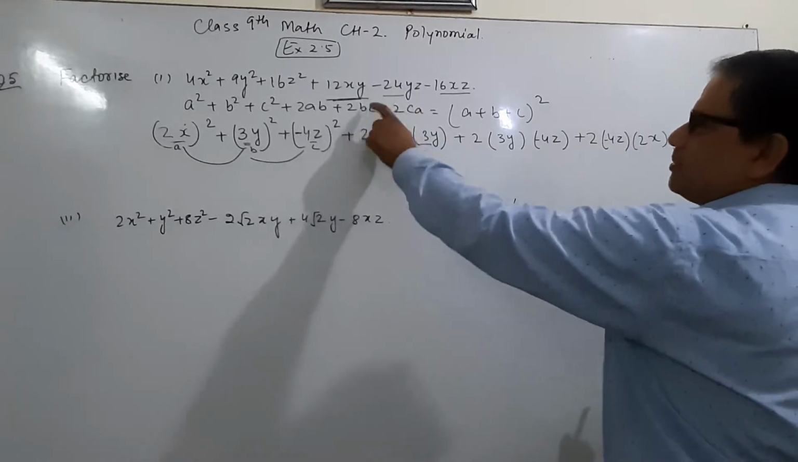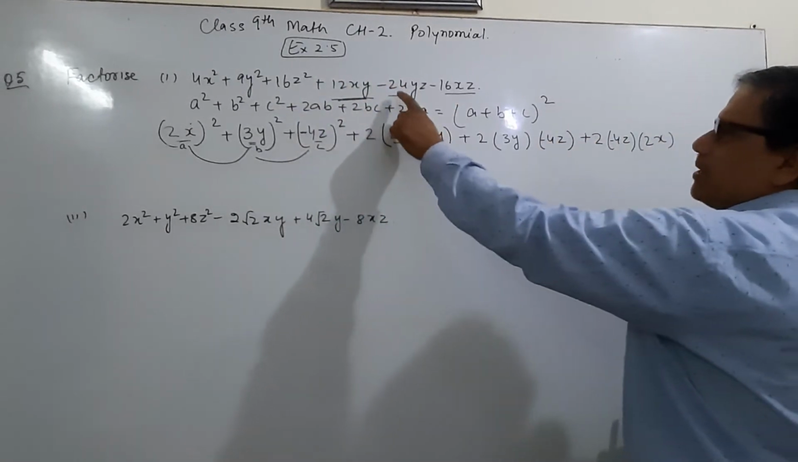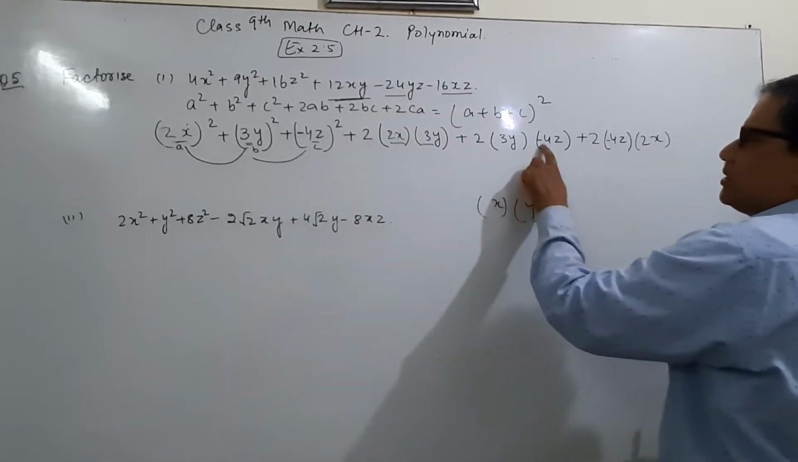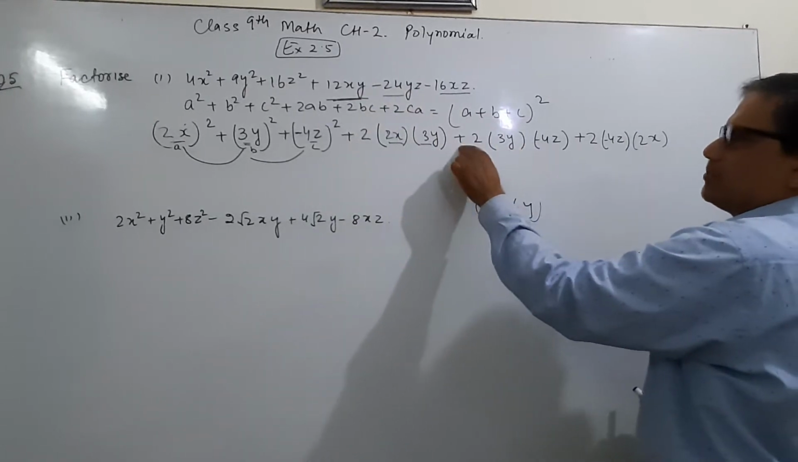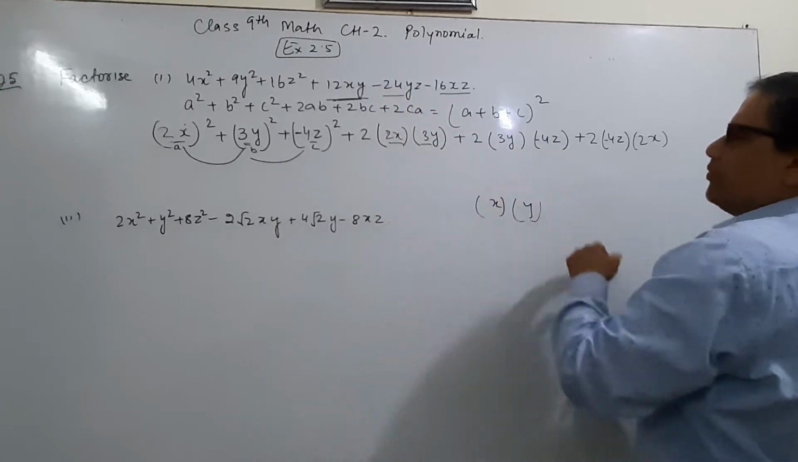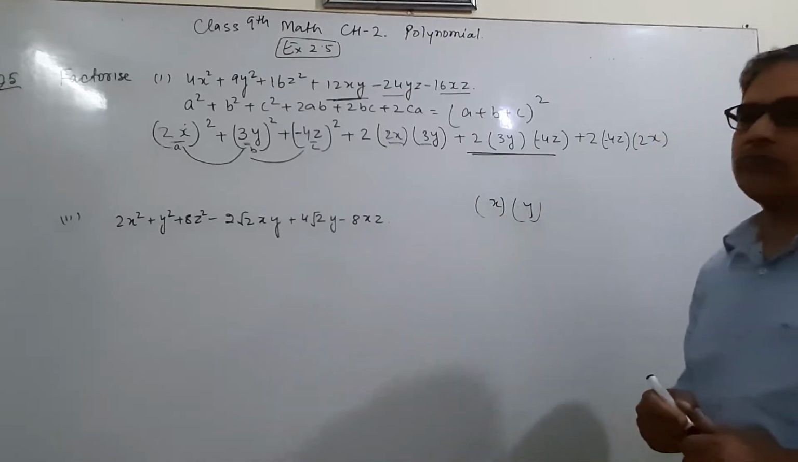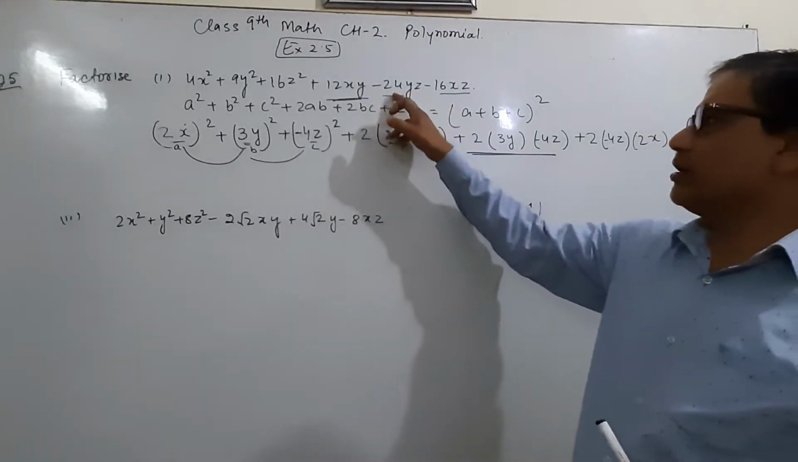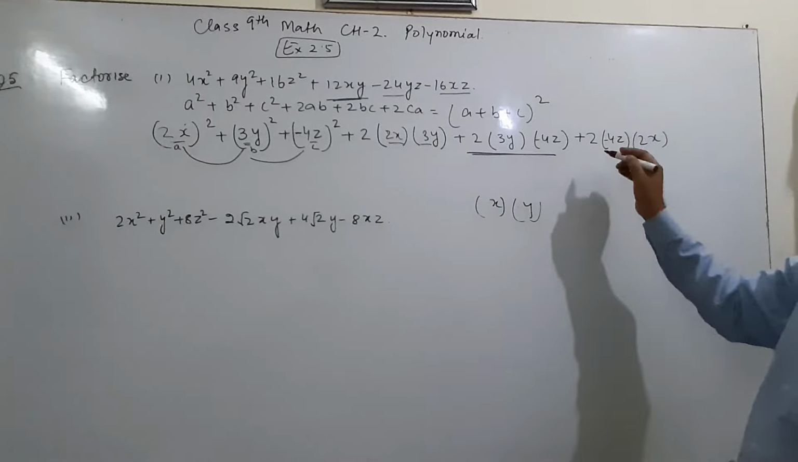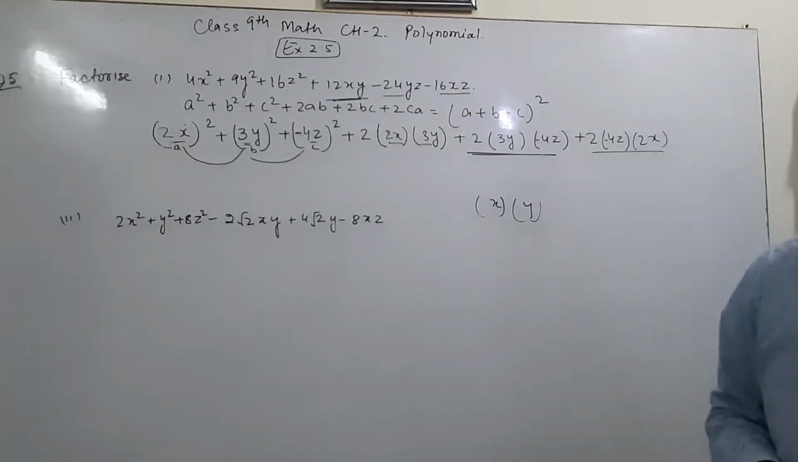Here minus square is positive, no problem for that. Here is minus 24. Here is minus, plus minus, and 24. If we solve this multiplication, we will get minus 24yz. If we solve this multiplication, we will get minus 16xz.